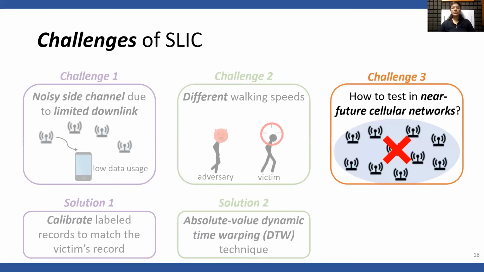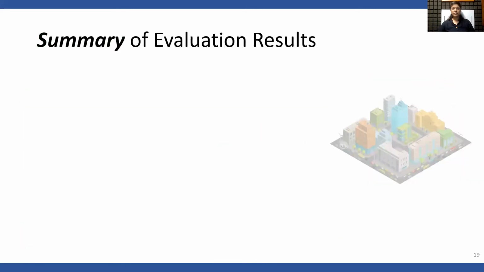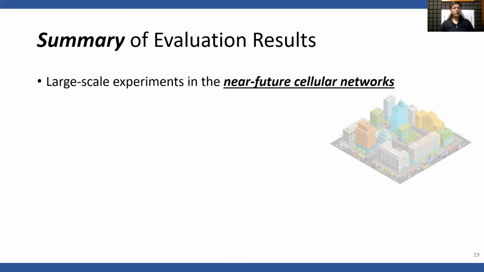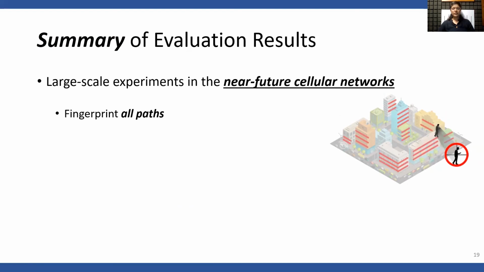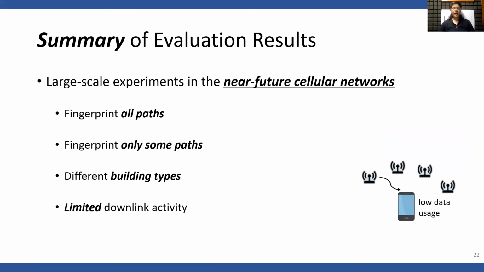To solve the third challenge of near future cellular network, we emulate it with existing Wi-Fi network. Details of how we do this can be found in the paper. Now I'll first summarize the evaluation result of SLIC and then present the main results. We conduct two types of experiments. One is a large-scale experiment in the near future cellular network. We evaluate SLIC when all paths are fingerprinted, when only some paths are fingerprinted, for different building types, and for limited downlink activity, and show that SLIC is highly effective under all these conditions.